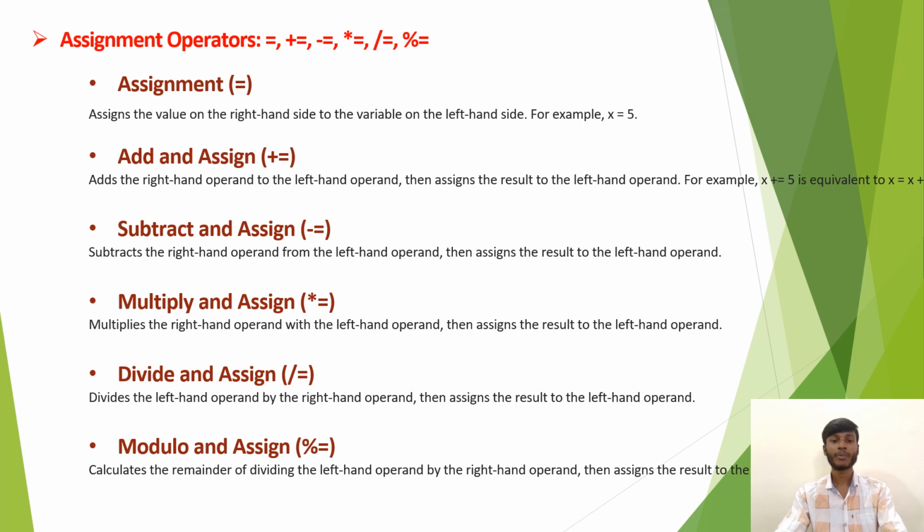Multiplies the right-hand operand with the left-hand operand, then assigns the result to the left-hand operand. Divide and assign divides the left-hand operand by the right-hand operand, then assigns the result to the left-hand operand. Modulo and assign calculates the remainder of dividing the left-hand operand by the right-hand operand and assigns the result.